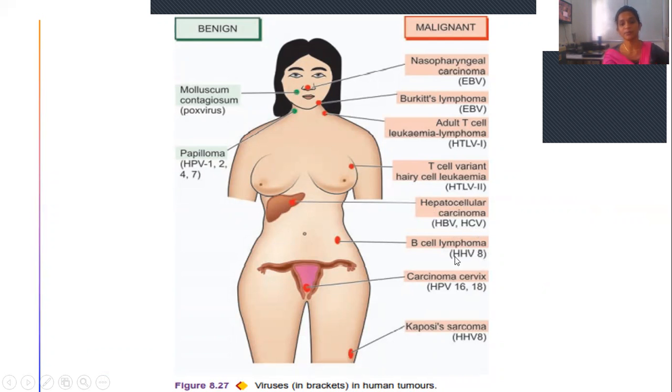And B cell lymphoma is seen in the abdominal region. Carcinoma cervix is caused by human papillomavirus 16 and 18, in the cervical region. Kaposi's sarcoma can be seen in the muscle tissue, and this is caused by HHV8 virus. So these were the different viruses and their associated tumors.